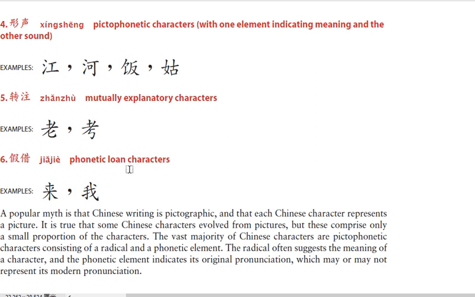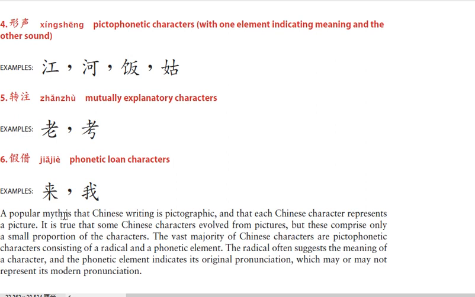We don't actually have a lot of characters belonging to 假借. In the Chinese writing system, we only have those two characters belonging to 假借. One is called 来, means come. The other one is 我, means I or me.